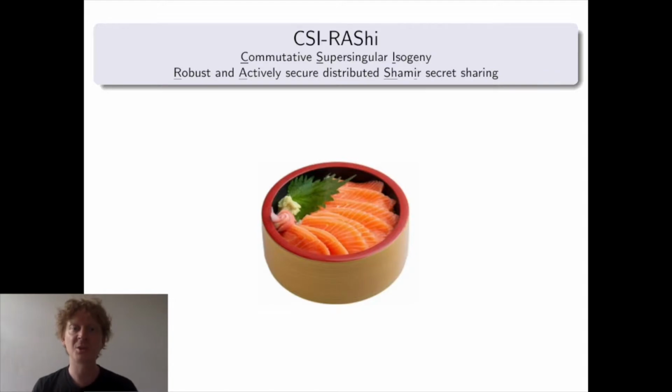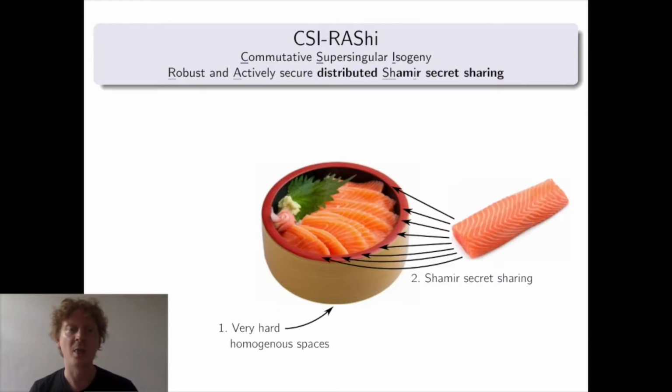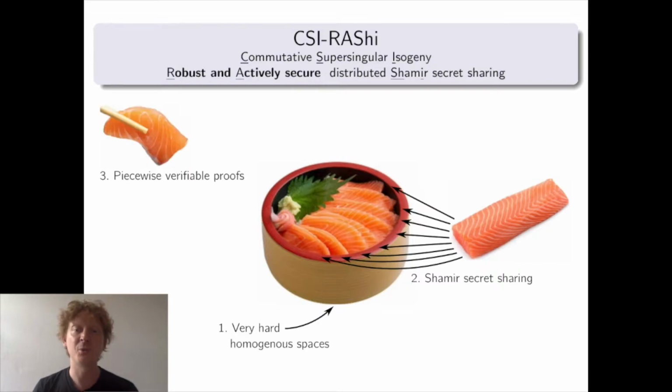The goal of this presentation is to introduce the main ingredients of CSI-RAShi and to show how they come together to prepare this delicious scheme. We start with very hard homogeneous spaces as a basis on which we can base cryptographic security. Then we use Shamir's secret sharing as a way to distribute a common secret among multiple parties. In order to achieve robustness and active security, we introduce a new primitive which we call piecewise verifiable proofs that will allow parties to verify that a share given to them is correct. And finally, CSI-RAShi will also need some standard zero knowledge proofs.